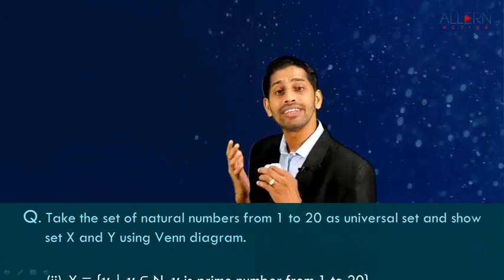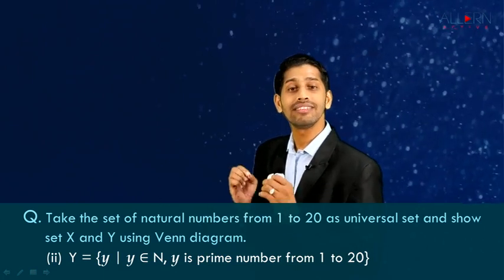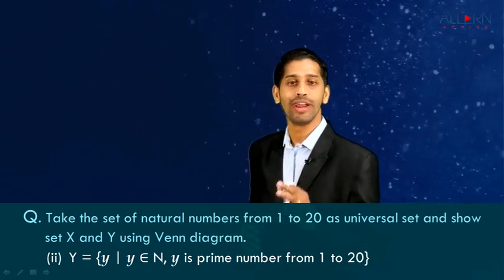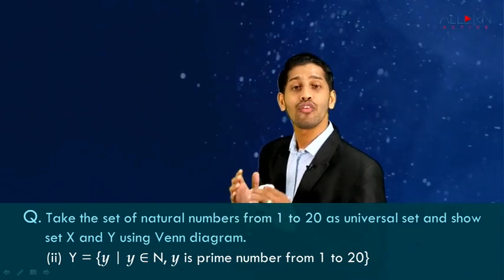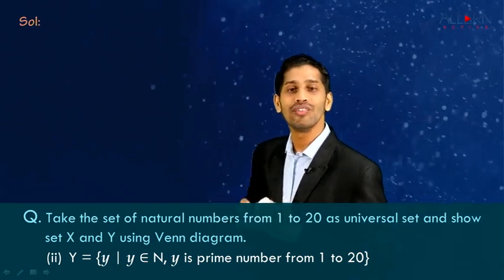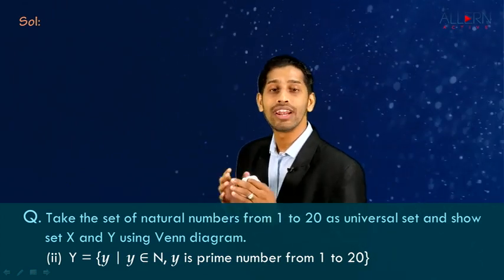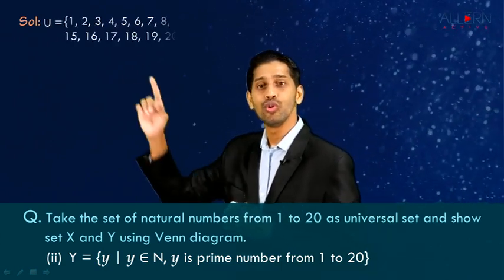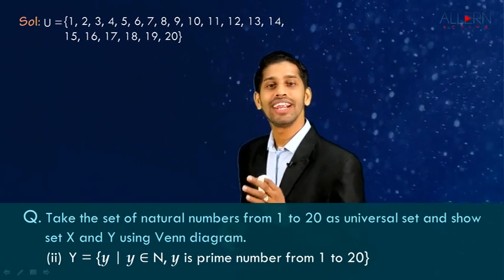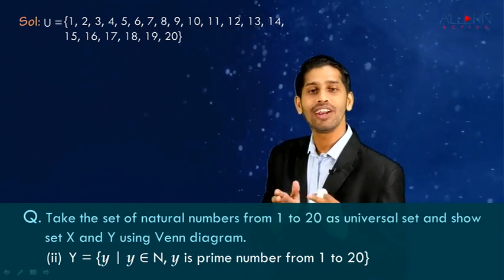The second question is about set Y. So Y is a set of all y such that y is an element of natural number and y is a prime number from 1 to 20. Again we need to take the set of natural numbers from 1 to 20 as a universal set. So we'll write a universal set denoted by capital U, and in that U we'll write all the numbers from 1 to 20. So U equals, in curly brackets, 1, 2, 3, 4, 5, 6, 7, 8, 9, 10, 11, 12, 13, 14, 15, 16, 17, 18, 19 and 20.